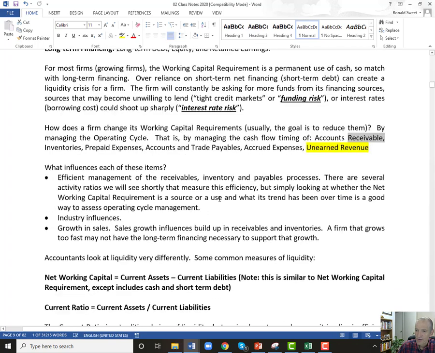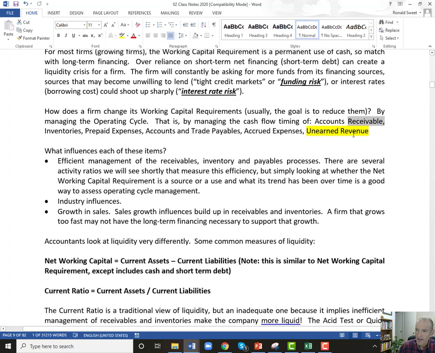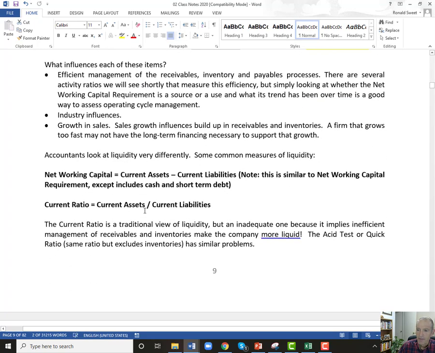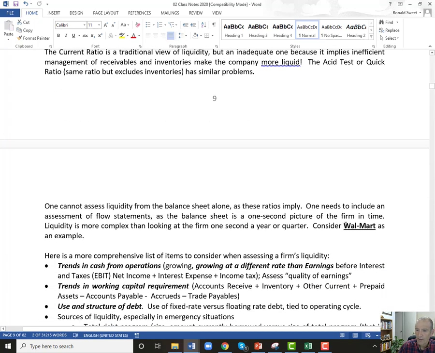But that's not true. A firm like Walmart has almost no receivables. They have a bunch of cash coming in the door that they can pay their payables with, and what they're paying their payables with never hits the balance sheet. And talking about Walmart, let's look at Walmart. So let's consider Walmart as our example. And let me just show you the numbers for Walmart.